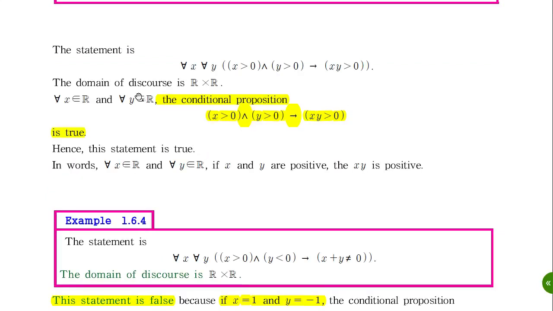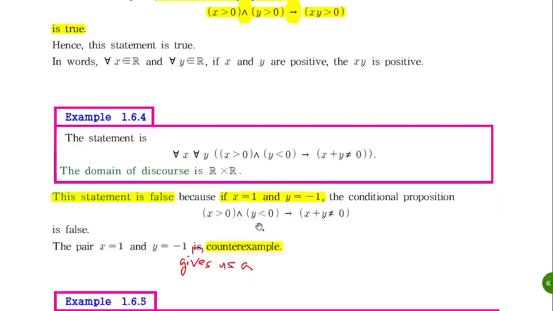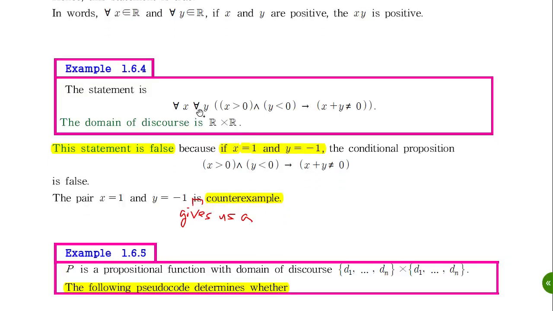Okay. And also for all x, for all y, if x is positive and y is positive, then the product of x and y is positive. This is true for every real number as well. And for all x and for all y, this implies that.